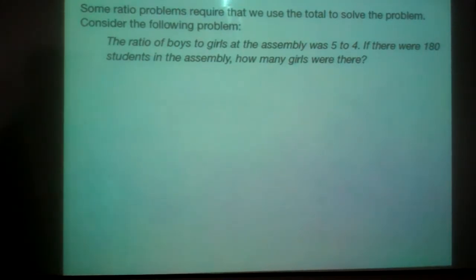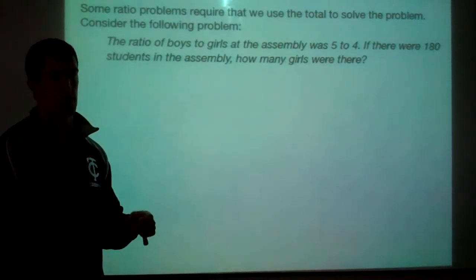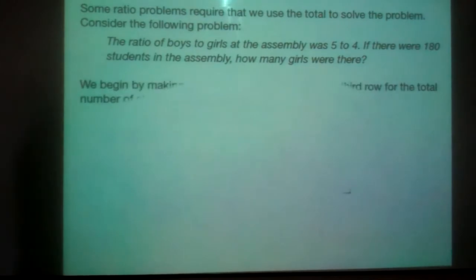Alright, so we know the ratio of boys to girls, that is 5:4. But they don't tell us how many girls there are, they don't tell us how many boys there are. They just give us the total of how many boys and girls there are together. That's 180. So we're still going to use a ratio box, but we're going to change it a little bit so that now it involves a total, and it's going to look something like this.